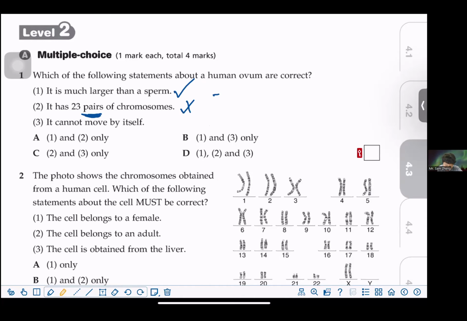As an ovum, it is a sex cell. Okay, it is a sex cell. So in this case, it should only contain 23 chromosomes.